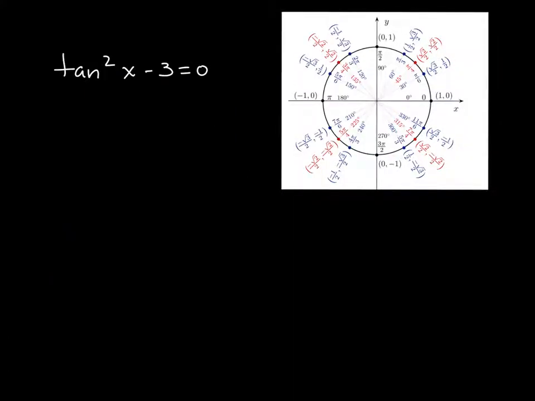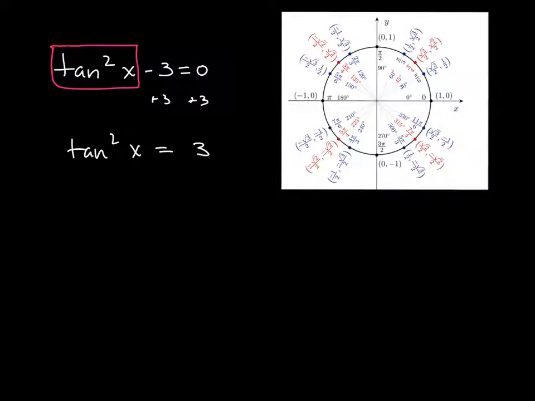All right, so the next one we're going to look at is tangent squared of x minus 3 equals 0. So again, the first idea is to think about what you're solving for. We want to get this tangent squared of x all by itself. So I just add 3 to both sides, and then you get the tangent squared of x is equal to 3.